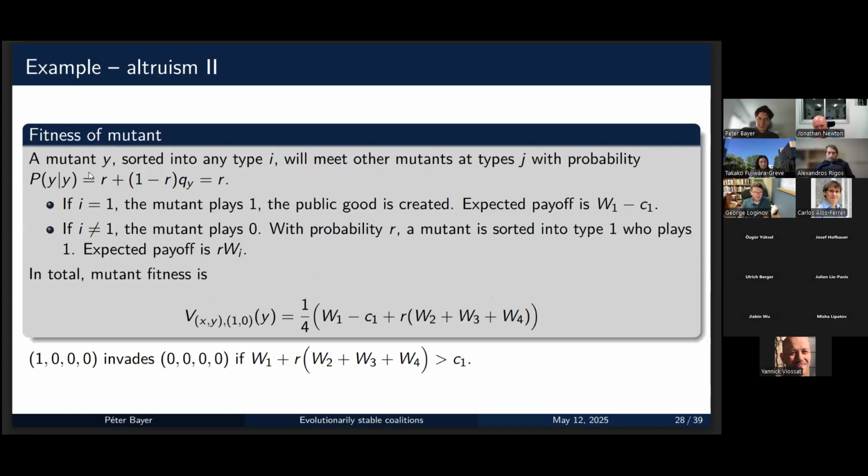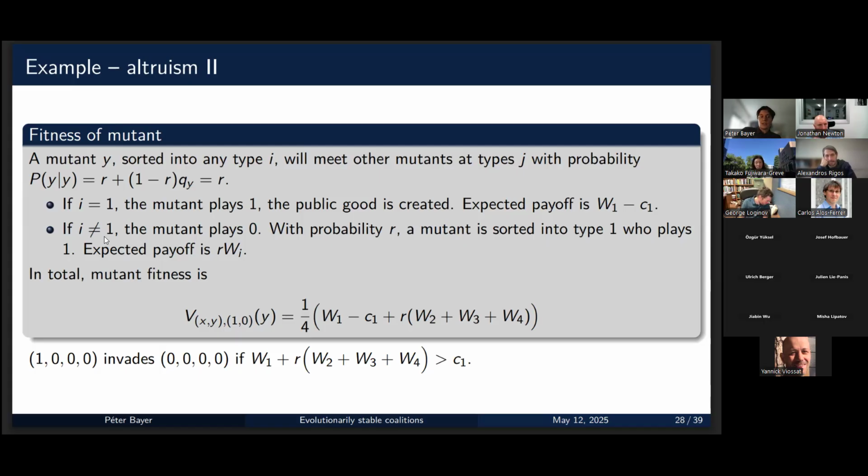Now the mutant is trickier. If I'm the mutant, if I get sorted into any type I, any other type J will be occupied by a mutant with probability R. This is because mutants are rare. This is basically 0. So I have R plus something very close to 0. That's basically R. If I'm a mutant and I get sorted into type 1, I will contribute and the public good will be created, no matter who I meet. The other types play the same thing anyway, residents or mutants. So my payoff is just the gain minus my cost.